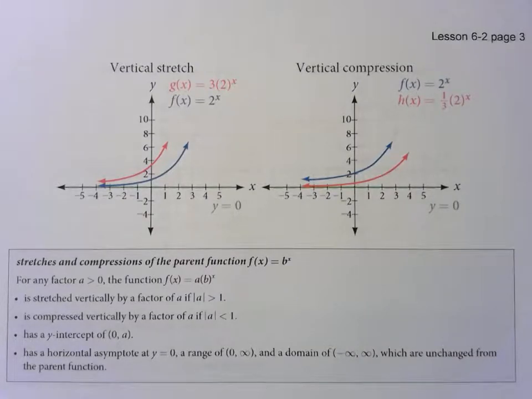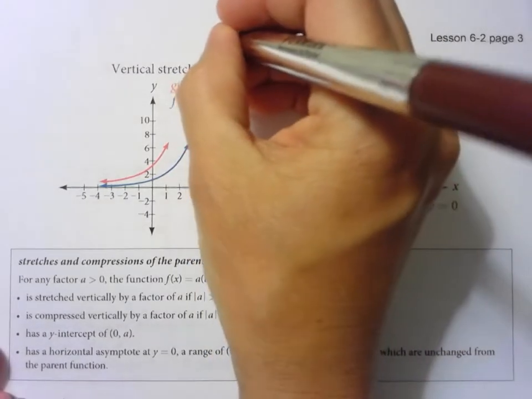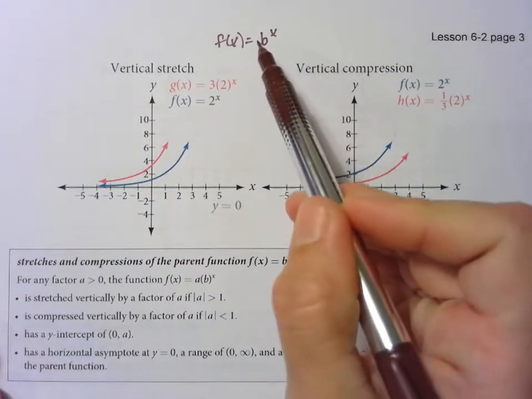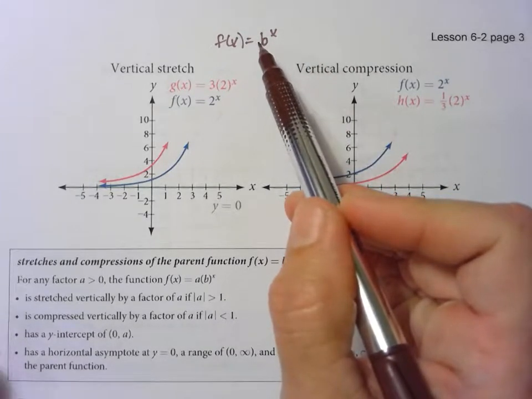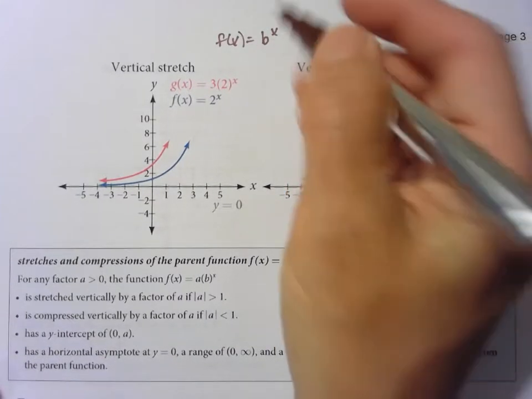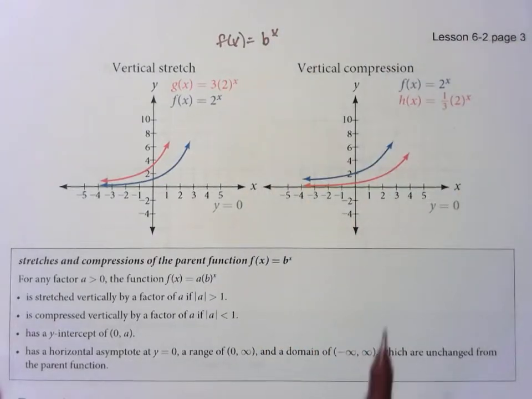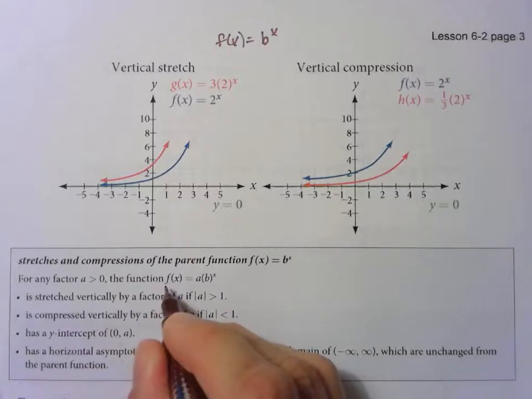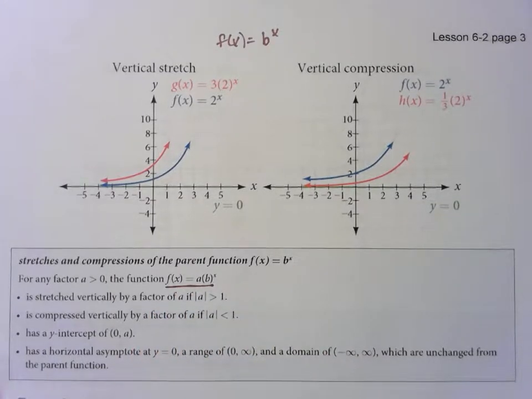So now we get to talk about our vertical stretches and vertical compressions. We've been talking about a function of the form f of x equals b to the x, where the number in front was just a 1. Well, now we're going to talk about if there is some other number there other than 1. So this is the form that we're talking about now. We're going to use the letter a to represent that number.